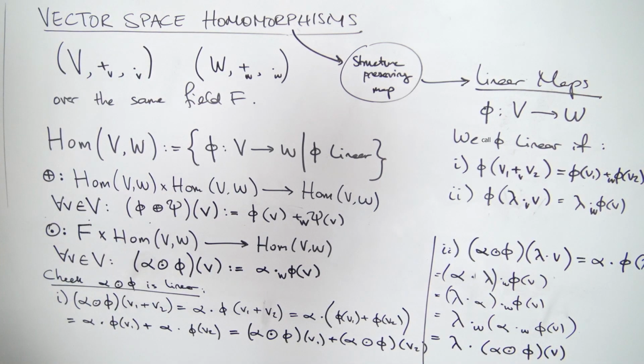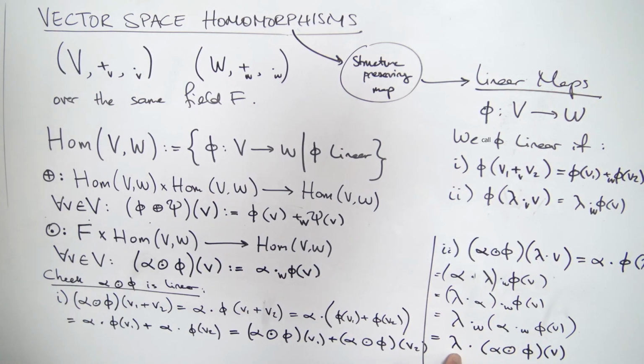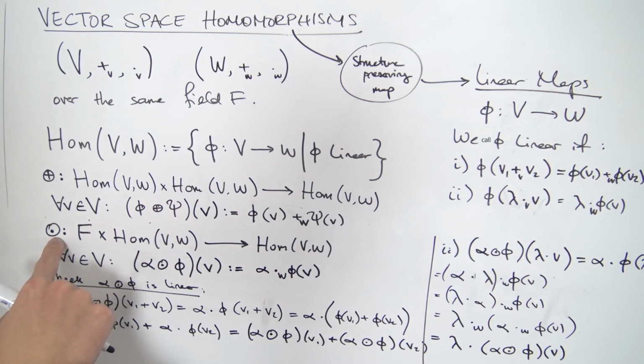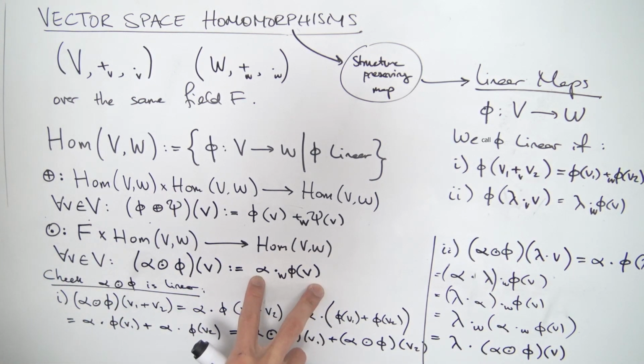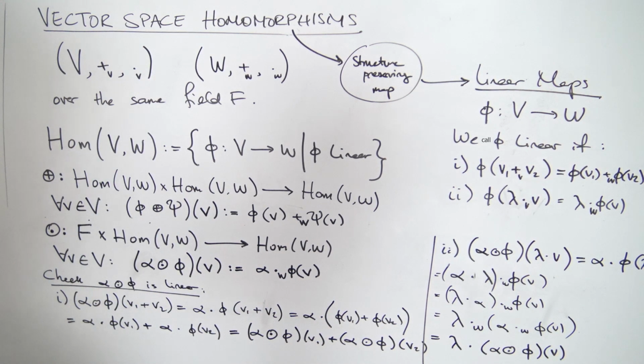So as you can see, what we've shown is that we can pull this lambda out to the front and it lands over here. So in particular, since alpha circle times phi satisfies these two properties over here, this is also linear. So in fact, the action of this circle times over here does indeed produce an element that does again lie in HomVW, so it closes. Okay, this is quite nice over here.